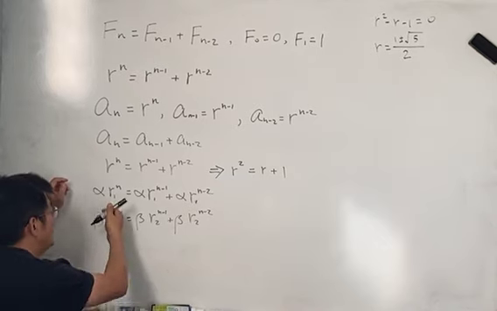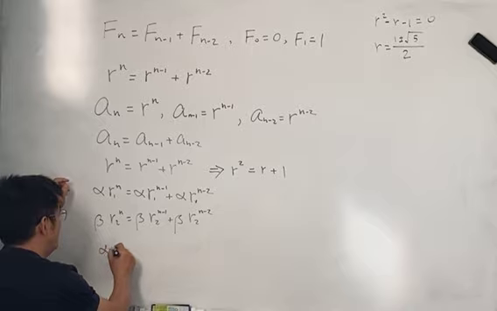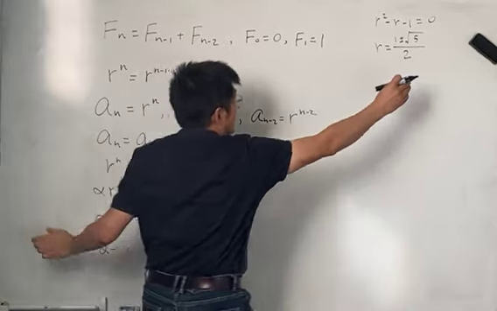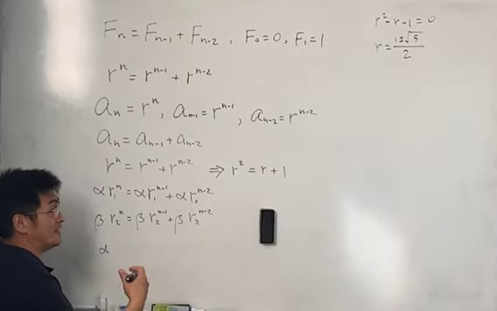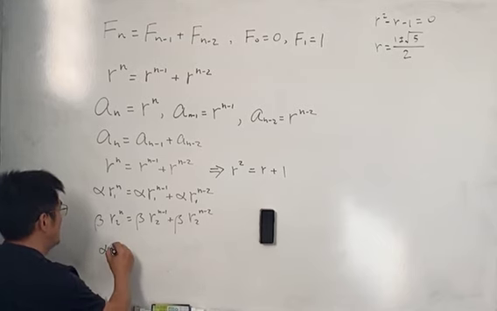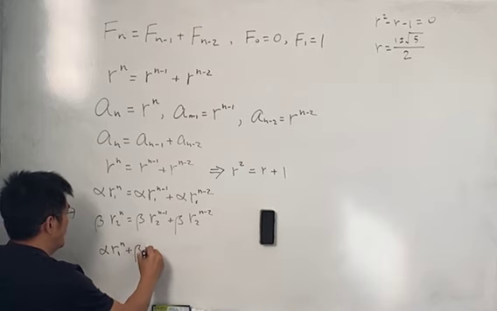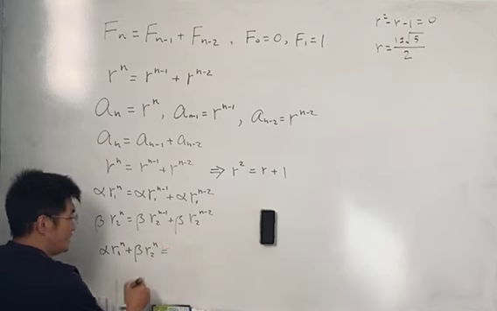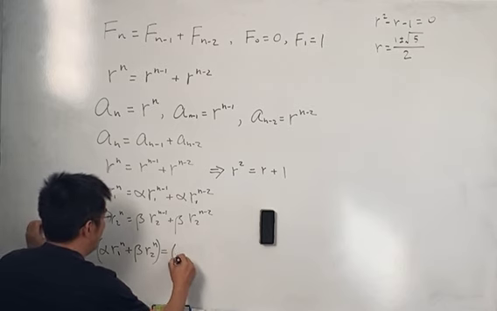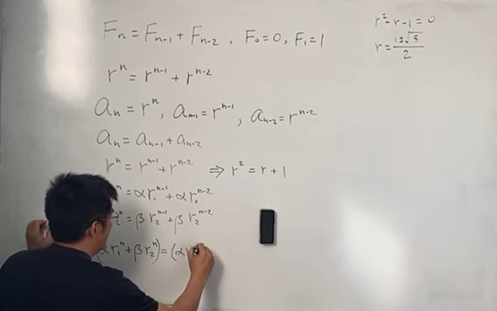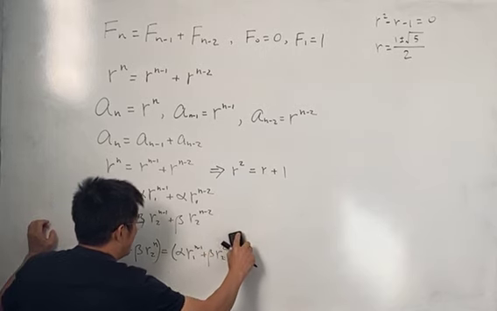Then it's safe to say that if you add them up, the sum will also work. Alpha, beta. Too many letters. So math is like a language, and you've got to get used to it. So alpha r sub 1 to the power of n plus beta r sub 2 to the power of n. And then we have alpha r sub 1 to the power of n minus 1 plus beta r sub 2 to the power of n minus 1.